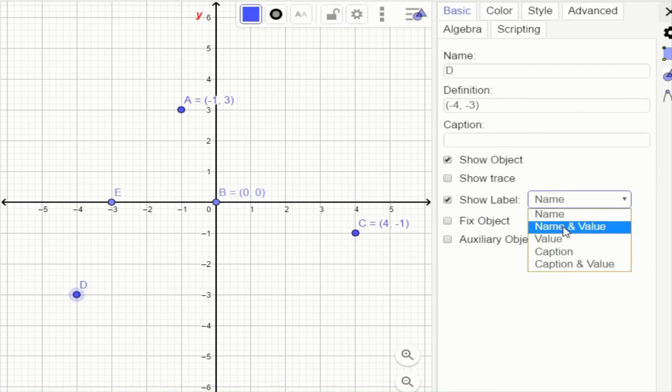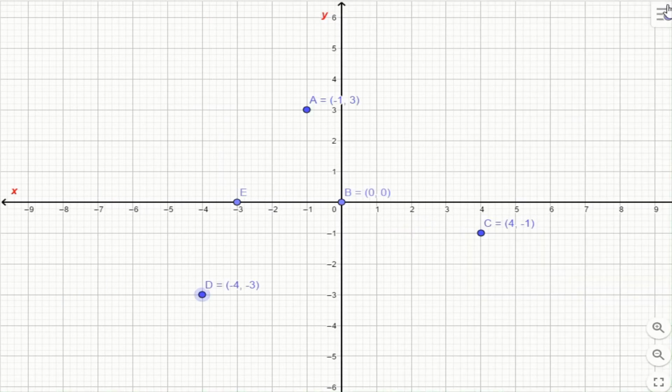Pwedeng walang equal sign yan, ha? Pag sinusulat ninyo yung point, pwedeng D and then parenthesis, open and close parenthesis, -4, -3. Kaya dito sa up kasi may equal sign.